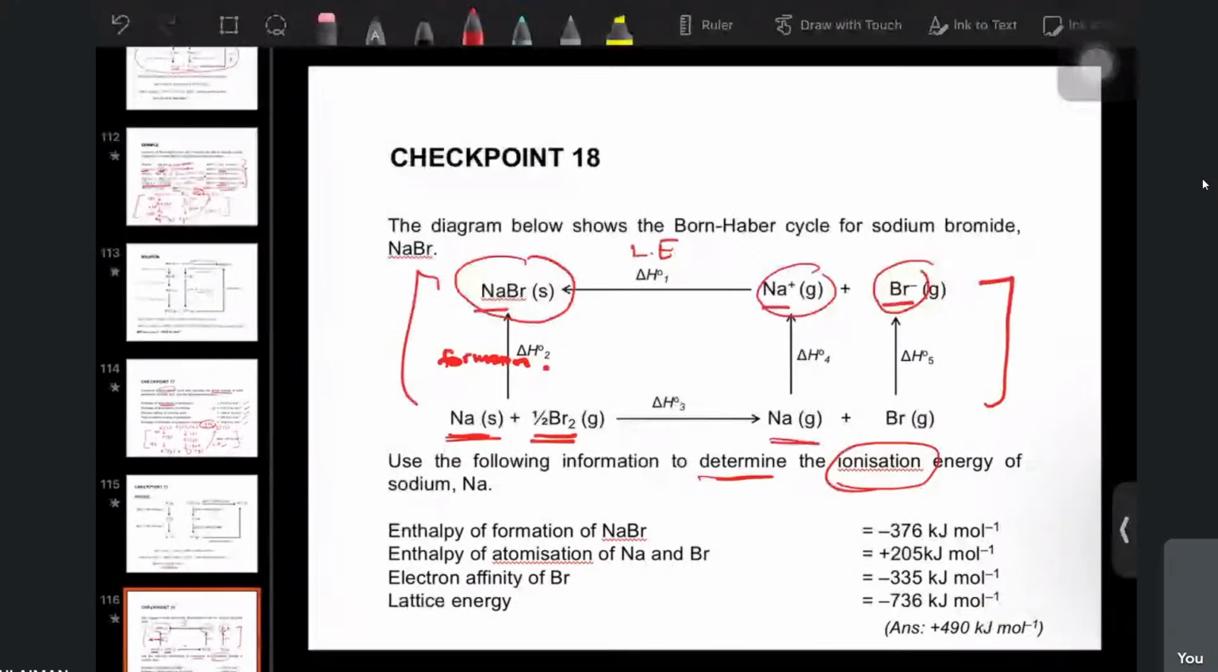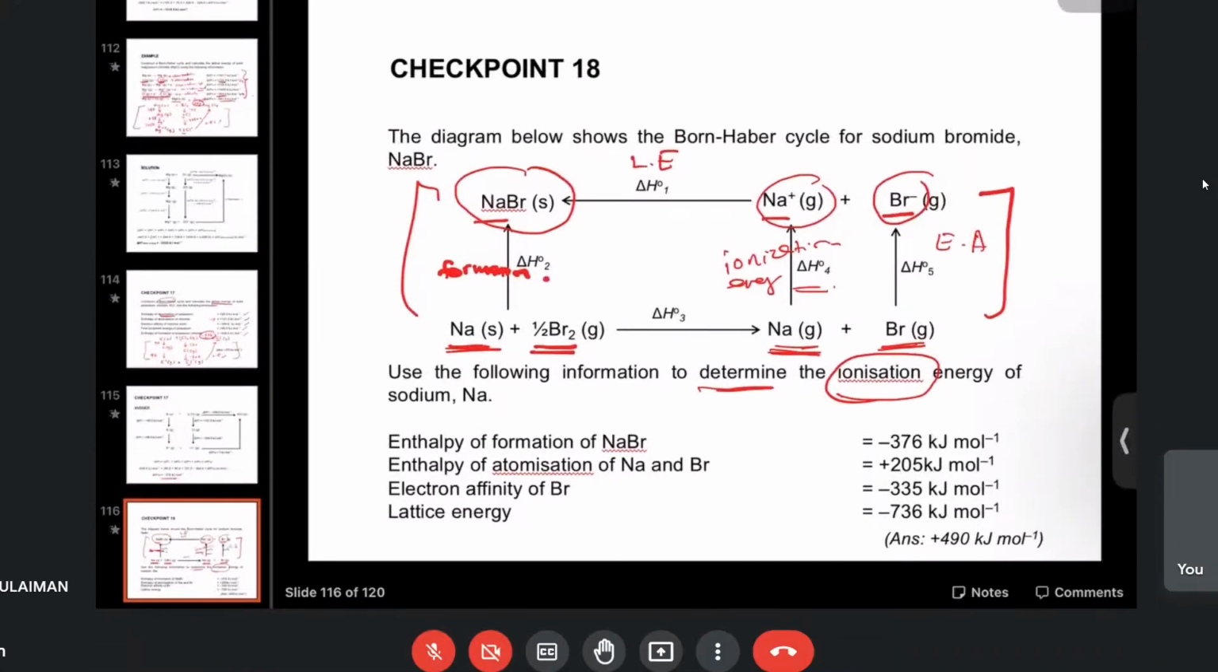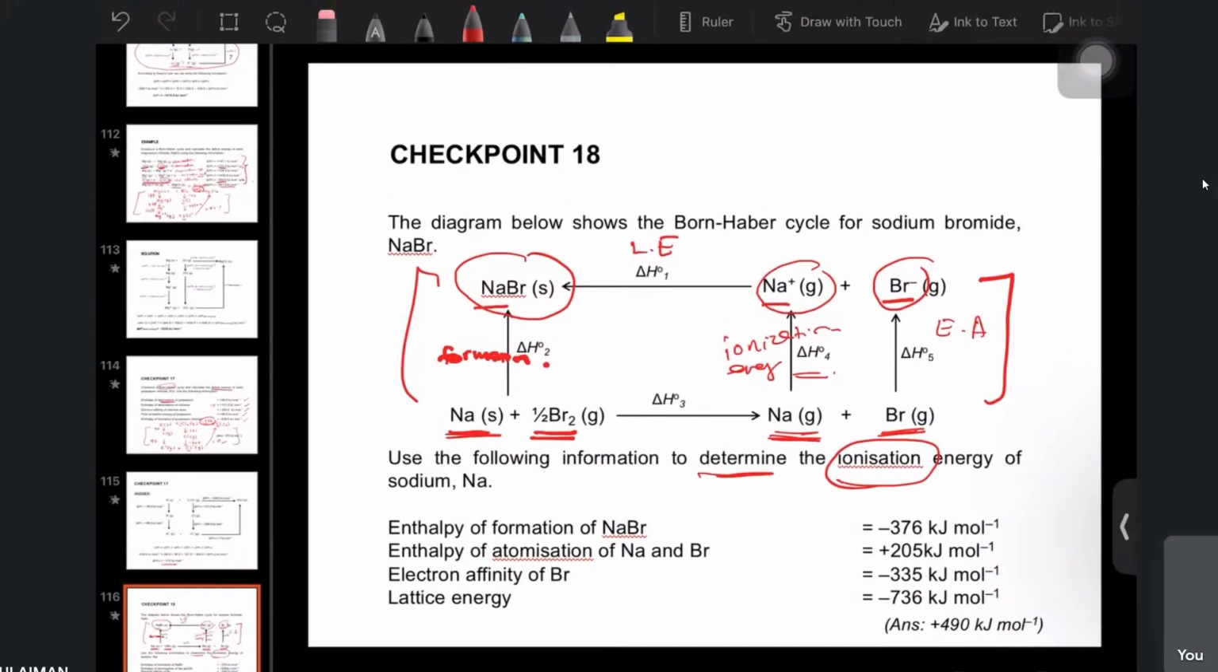Alright, after that, what else? From Na gas to Na plus gas. So what is delta H04? From Na gas to Na plus, it means it removes the electron. Straight away, ionization energy. Yes, this one is the ionization energy. Then Br gas to Br minus, what is it? Electron affinity. Yes, correct. Electron affinity.